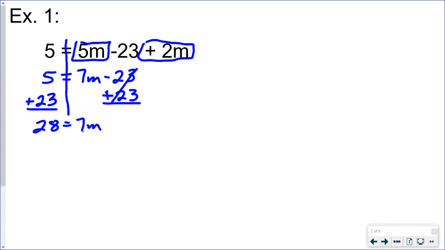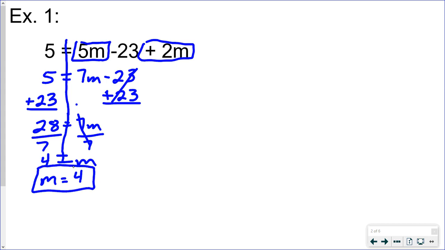So 7 times m, so I do the opposite of what I see, and I do division, so I divide both sides by 7. 7 divided by 7 is 1, so that's going to cancel out. 1m is the same thing as just m. And on the other side, 28 divided by 7 is 4. So I get 4 equals m, but in algebra, we prefer that you would write it as m equals 4. So flip it around.